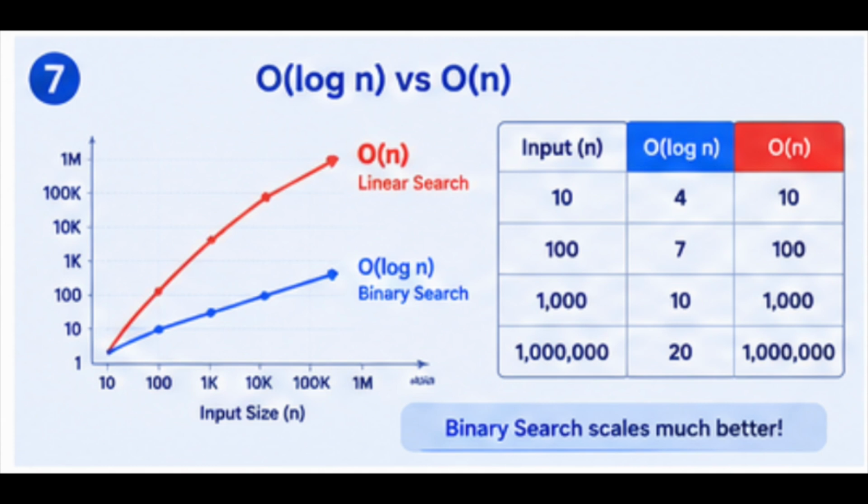This is exactly why companies care about algorithms. When your application is small, almost any solution works. But when millions of users start using your application, choosing the right algorithm becomes critical. Sometimes you don't need a faster computer, you simply need a smarter algorithm.